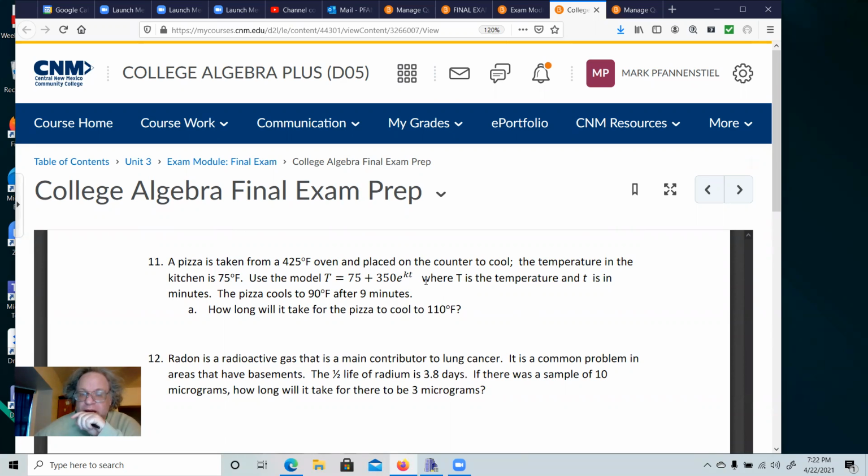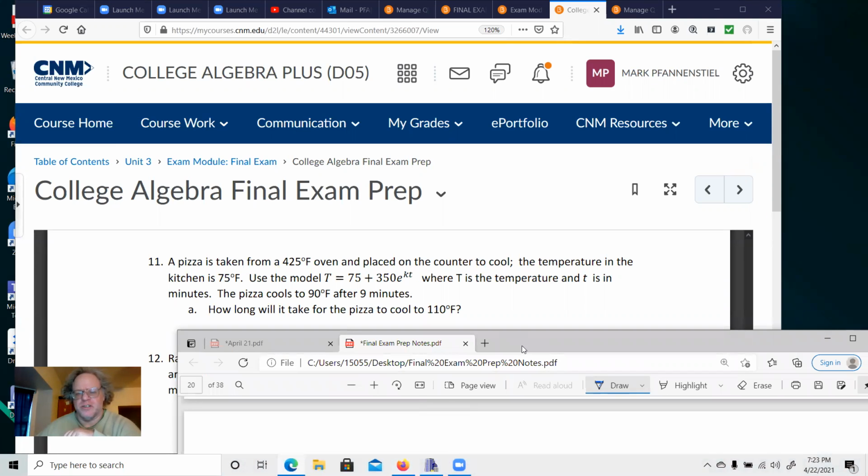It's the kind of thing that I would hand you the formula and ask you some questions about it. So a pizza is taken from an oven at 425 degrees Fahrenheit, placed on a counter to cool. The temperature in the kitchen is 75 degrees Fahrenheit. Use the model: temperature is equal to 75 plus 350 e to the kt, where T is the temperature in Fahrenheit, t is the time in minutes. If a pizza cools to 90 degrees Fahrenheit after 9 minutes, how long will it take to cool to 110? I know it's a kind of weird way of asking that.